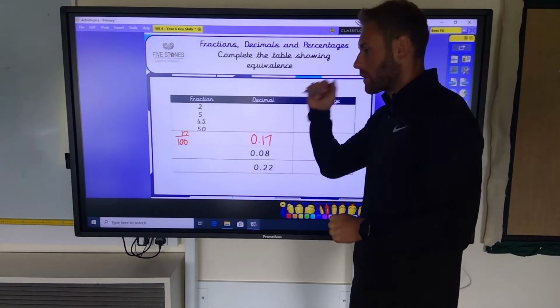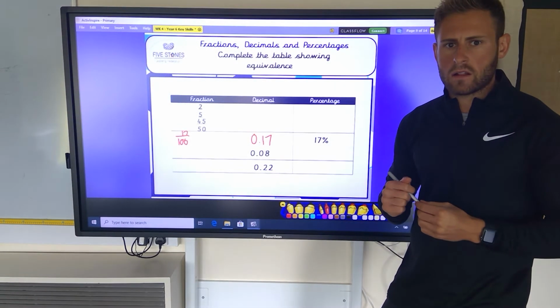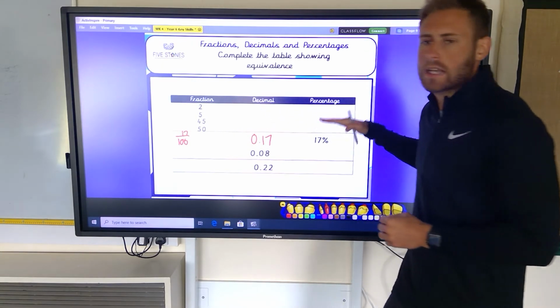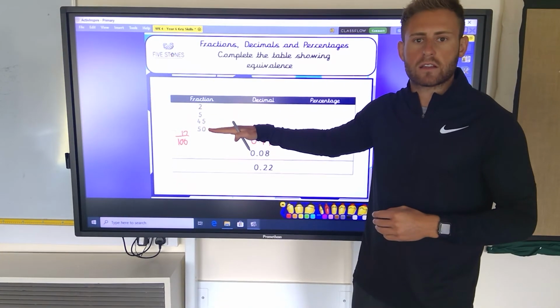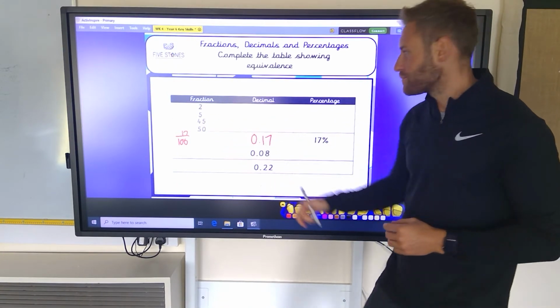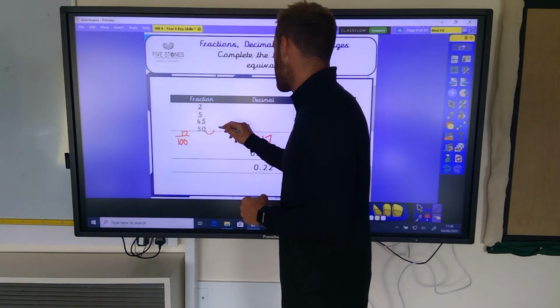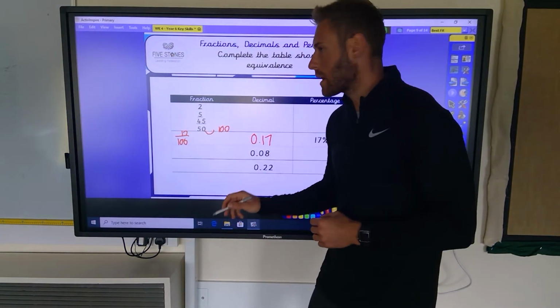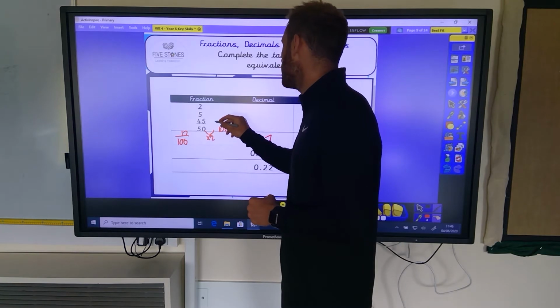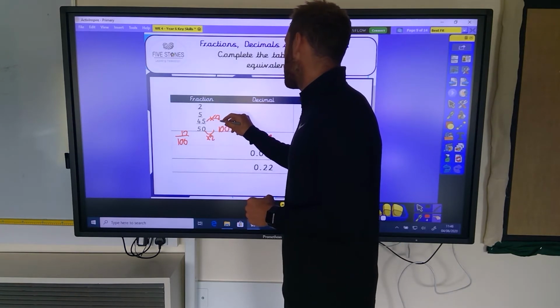Then we might look at 45 over 50. Is it easy to convert into a decimal or percentage working in 50ths? What's going to help us out a little bit more? Yes, if we converted this to 100. To be able to do that, we have to multiply by 2, and we have to do that to both parts.